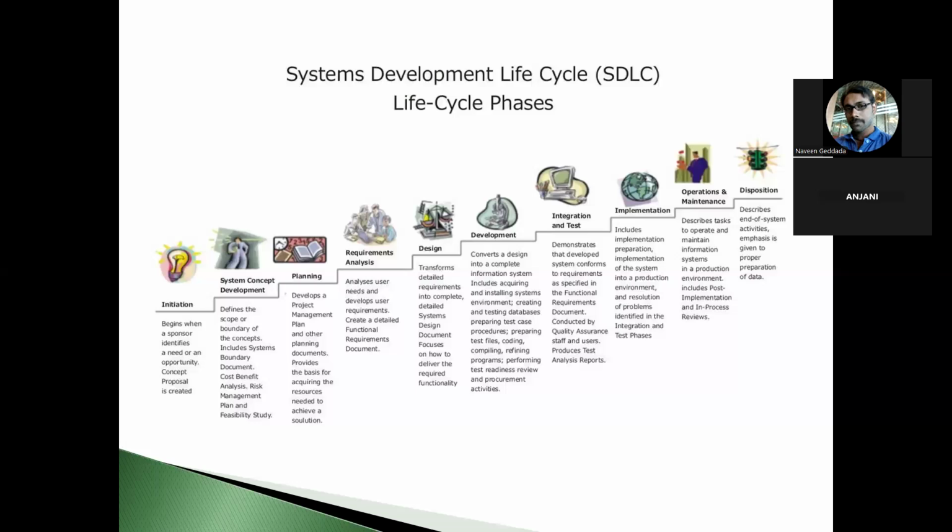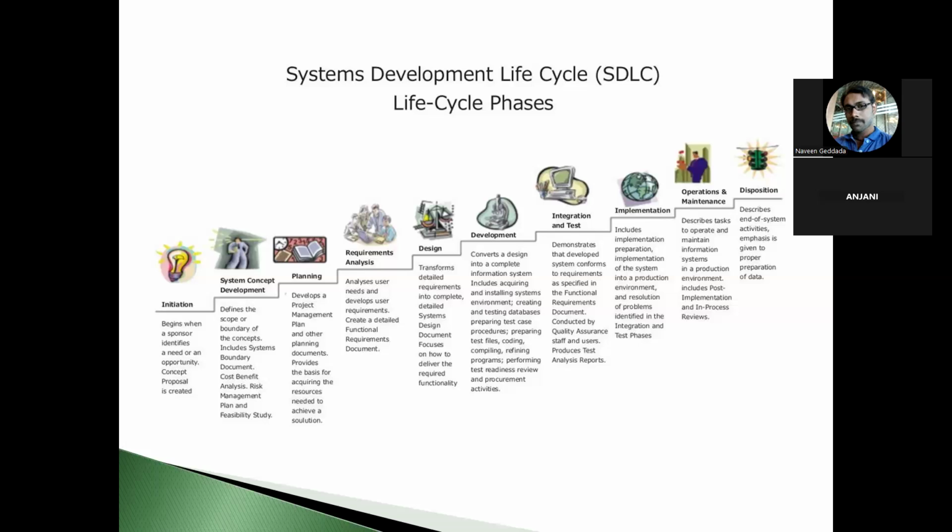So the starting step, which is the initiation, begins when a sponsor identifies a need or an opportunity or a concept, and a proposal is created. Which is nothing but the business need or the business proposal, or we can say the scope of the project, which we are going to get from the business, or we can say from the client. Then it is followed by the system concept development.